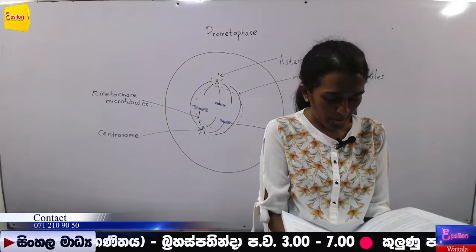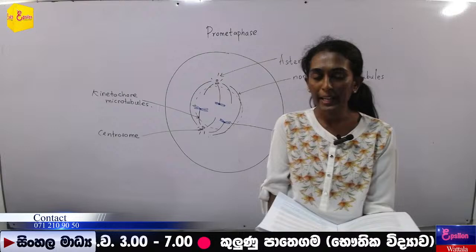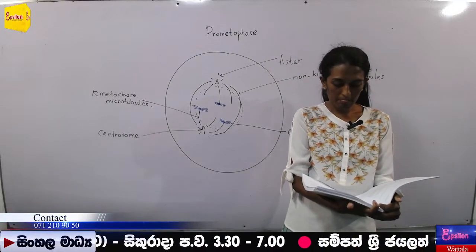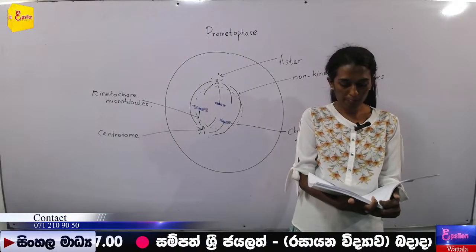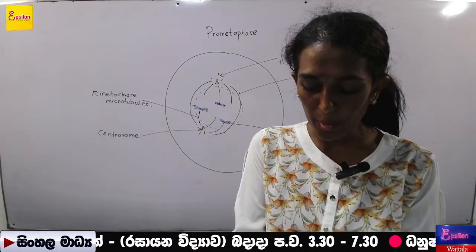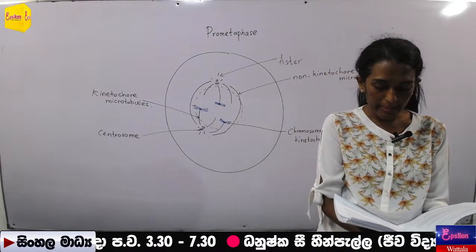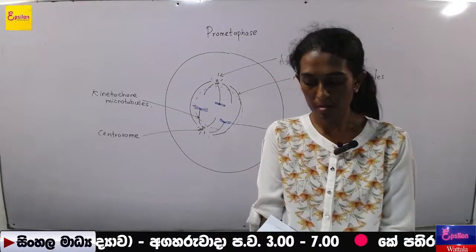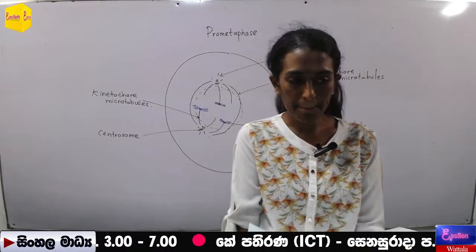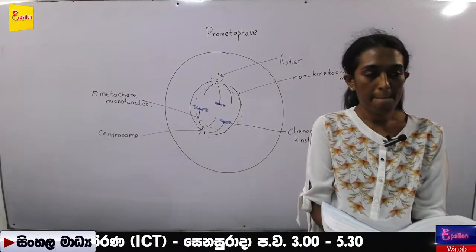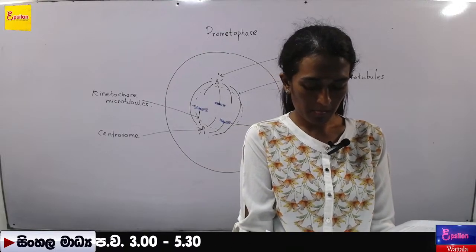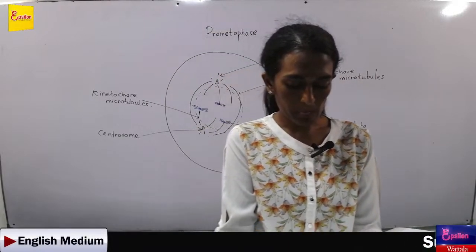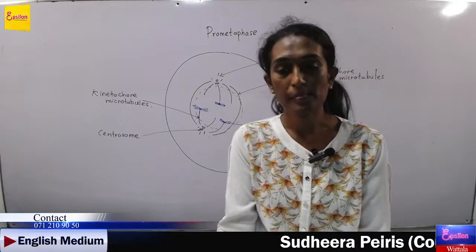Number 3, a special protein called kinetochore attaches the sister chromatids of each chromosome at their centromere.